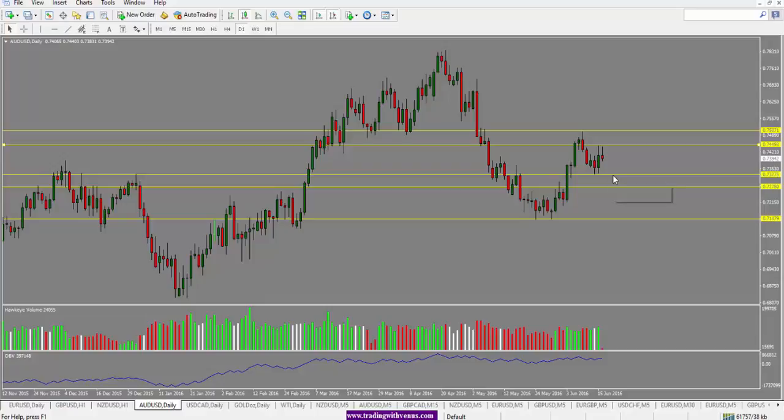However, if the price does break out on either side of this range, we will be targeting the next level then. If the price breaks to the upside here, looking for 0.7500, and if the price breaks below 0.7320 level here, we are looking at 0.7280 and then further down into 0.7200 level.